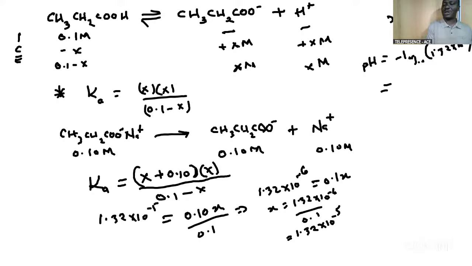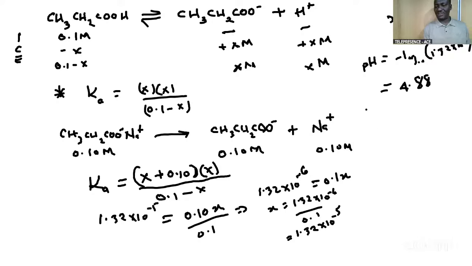I've calculated this in the presence of sodium propanoate. I will calculate without sodium propanoate very soon, and then we can compare the two together. Now, let's quickly have a look at that. Please take your calculator. I'm with mine. So let's solve it together. We have minus log of 1.32 exponential minus 5, and that gives me 4.88. So the pH here is 4.88.